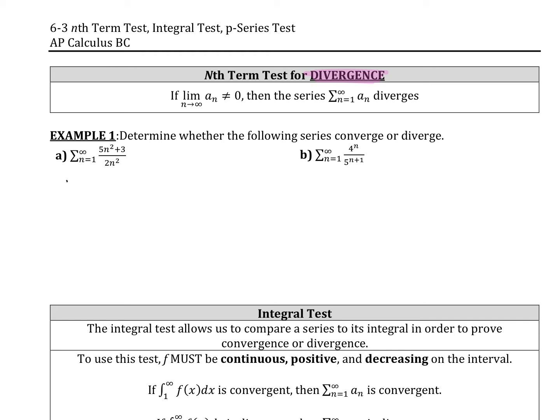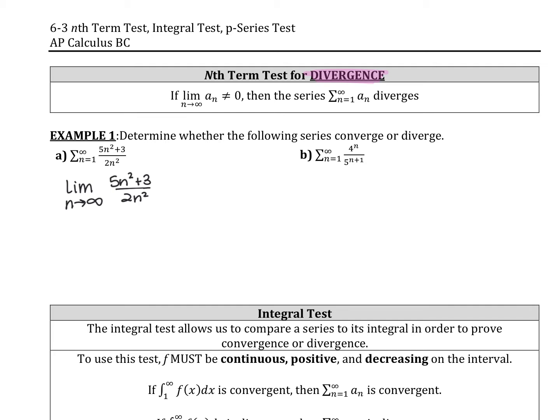What I'm going to do is set up the problem: the limit as n approaches infinity of the function 5n squared plus 3 over 2n squared. So this goes back to what we did last unit. I'm trying to find the limit to infinity. Well, hit pause and see if you can find that limit.